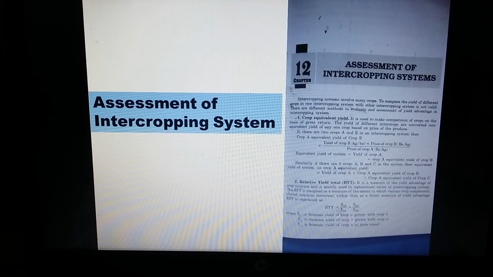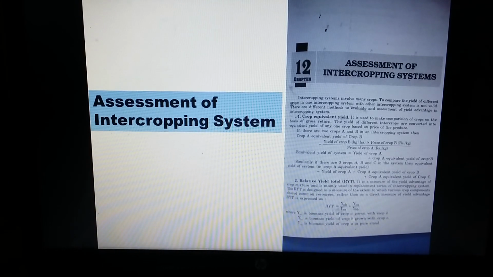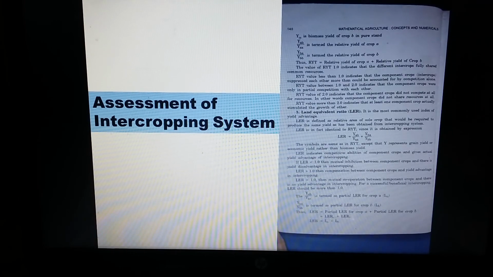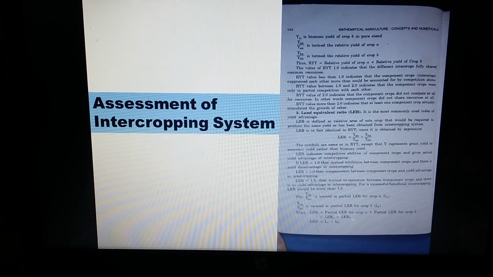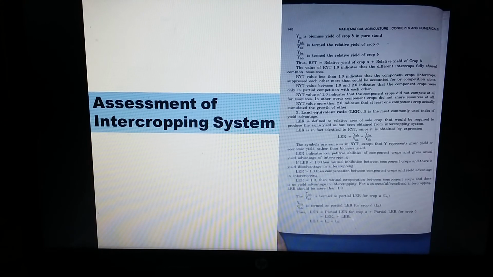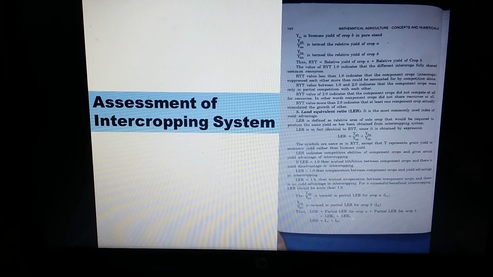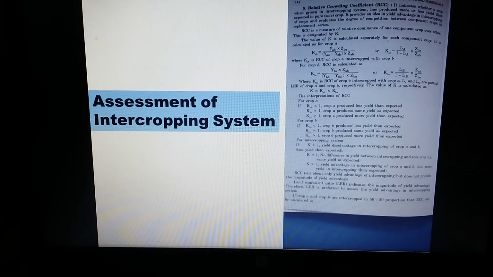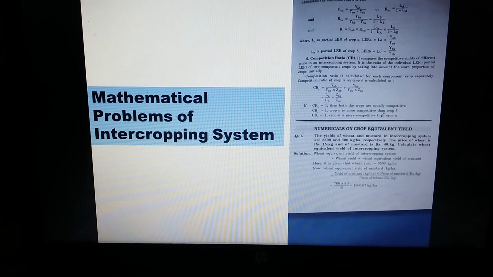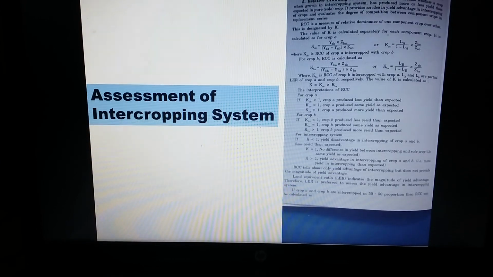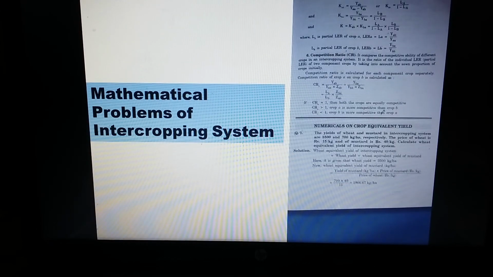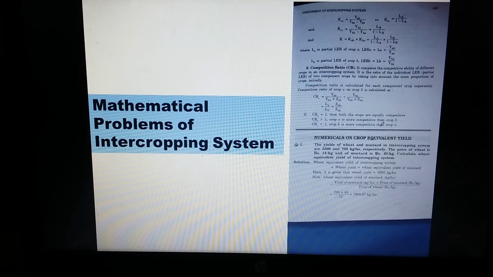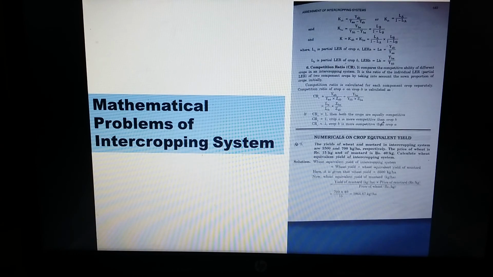Now for the assessment of intercropping system, there is crop equivalent yield, relative yield total, and the most frequently asked question, land equivalent ratio. So please mind it, the land equivalent ratio is a very important point. And then sometimes the relative crowding coefficient is also an important point, along with competition ratio and aggressivity. So this is all about the assessment of intercropping system.